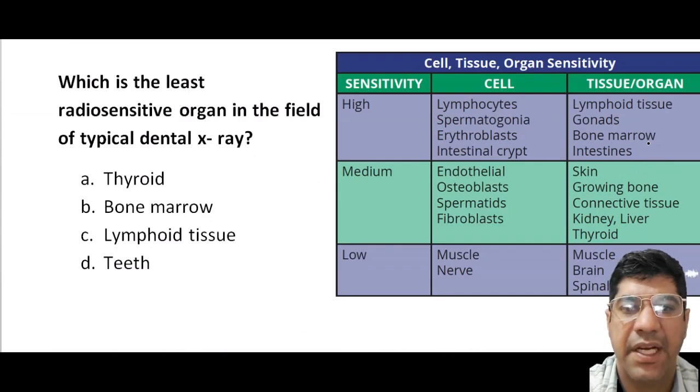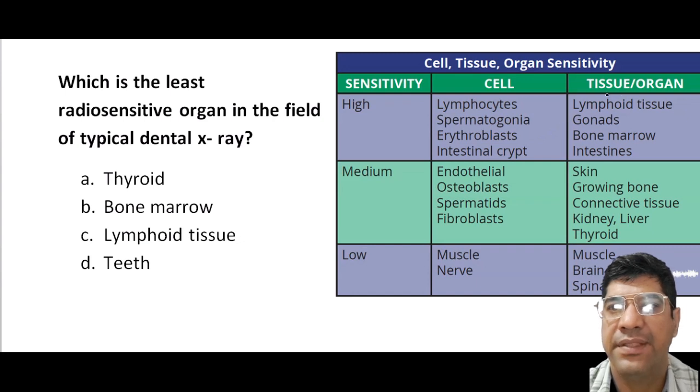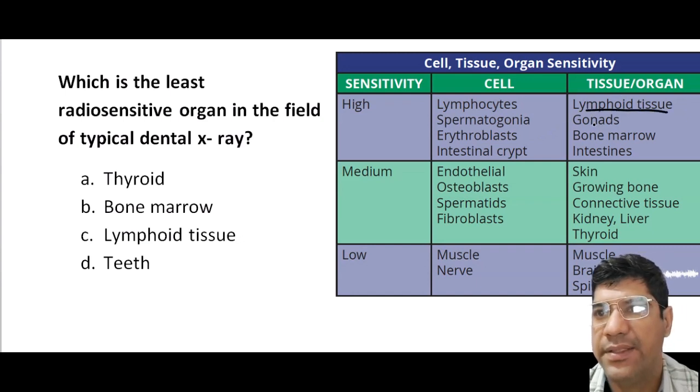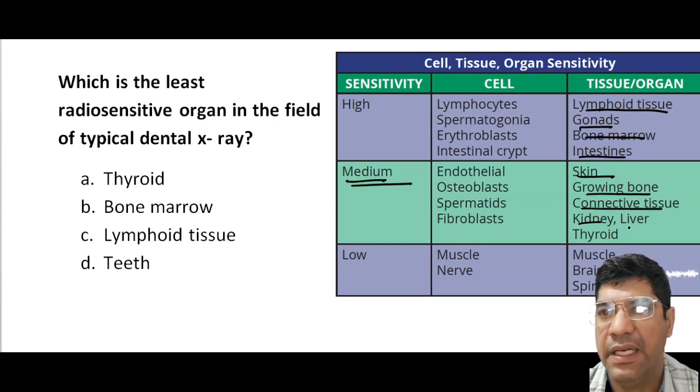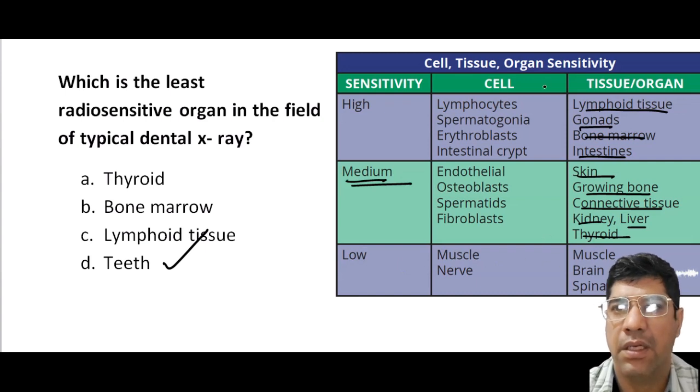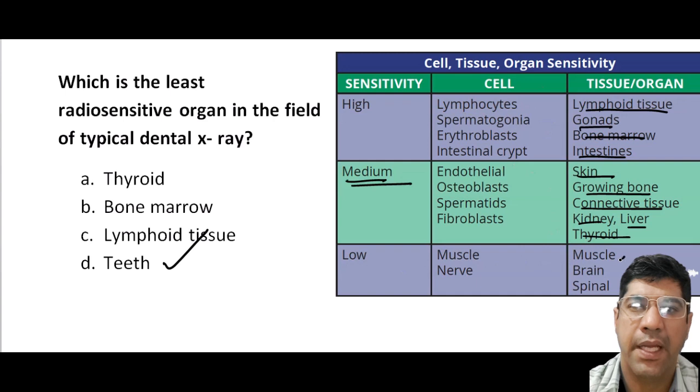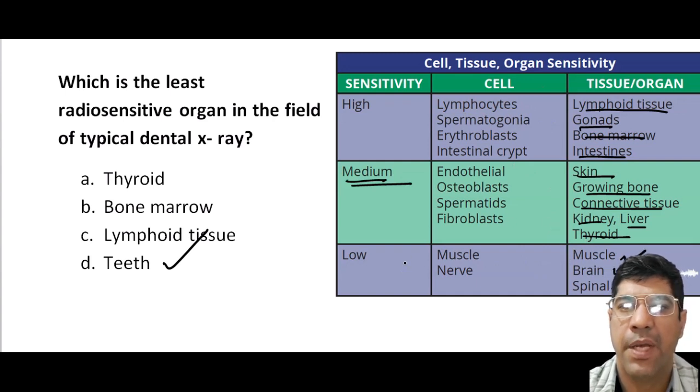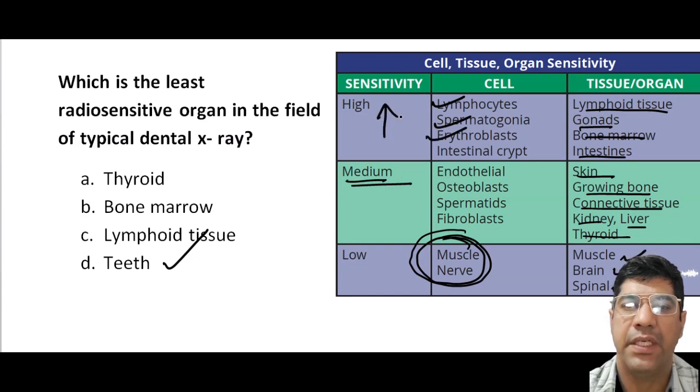Which of the following is the least radiosensitive organ in the field of a typical dental X-ray? Well, the organs of high sensitivity are lymphoid organs, gonads, bone marrow, and intestine. And the medium sensitivity ones are skin, growing bone, connective tissues, kidney, liver, and thyroid. So out of them, the answer would be D. The tissues of least sensitivity are brain, muscles, spinal cord. So remember, the muscles and nerve cells are of least sensitivity, whereas lymphocytes, spermatogonia, and erythroblasts are of high sensitivity.